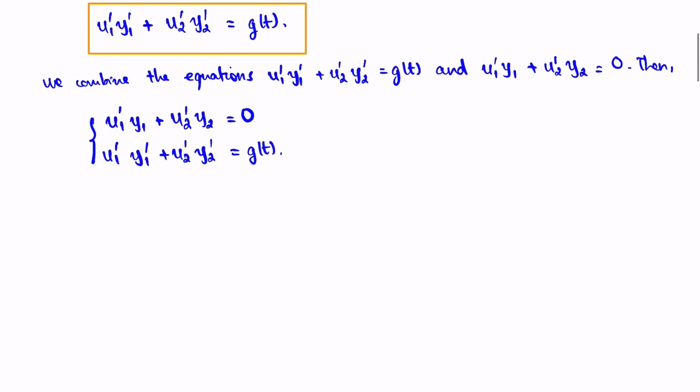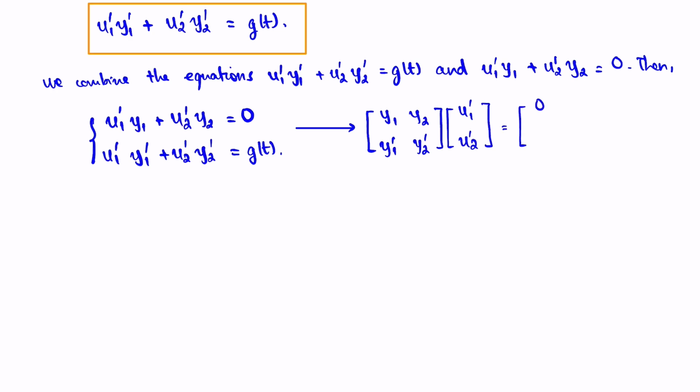So we're going to turn this into a matrix, the coefficient matrix of y1, y2, y1 prime, y2 prime, and what we're looking for is u1 prime, u2 prime, equal to the right-hand side, that is 0, g of t. To solve for u1 prime and u2 prime, we find the inverse of this 2 by 2 matrix. So assume that the determinant of this matrix is different from 0. If it's equal to 0, the matrix is non-invertible, which means you cannot find the inverse.